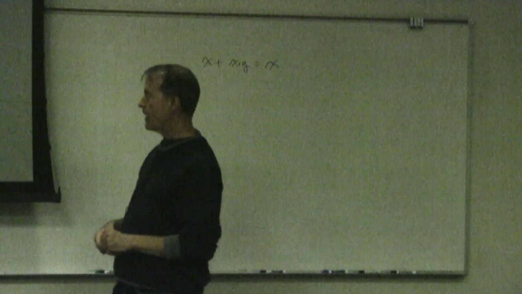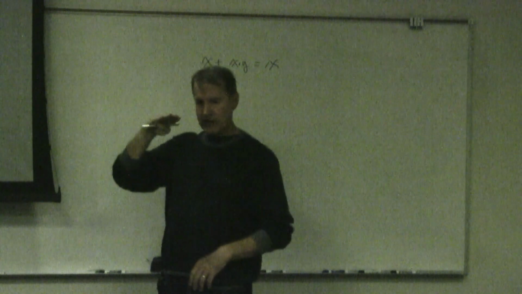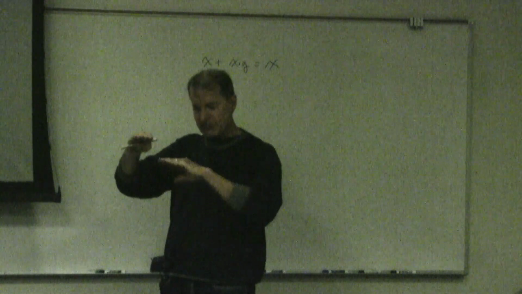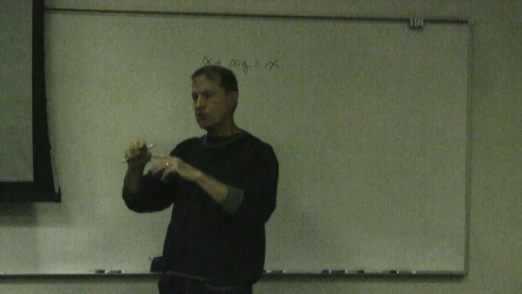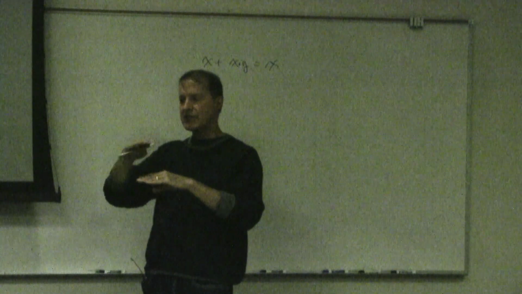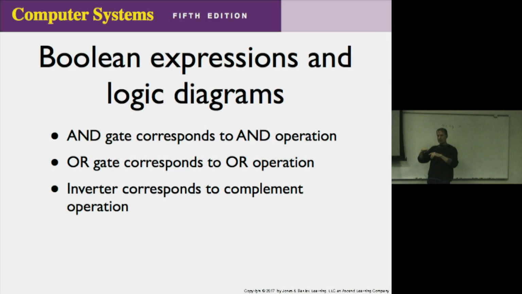Now, what did we say gets paired? Which ones go together? Boolean expressions and logic diagrams. So here's what we need to be able to do. For every Boolean expression, we have to be able to create a logic diagram. And furthermore, for every logic diagram, we need to be able to write down the Boolean expression. It's really easy.